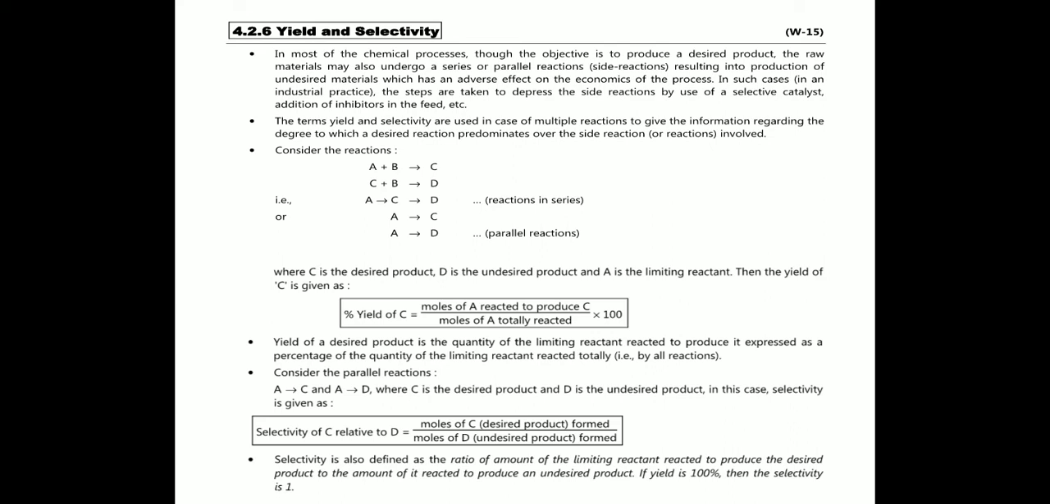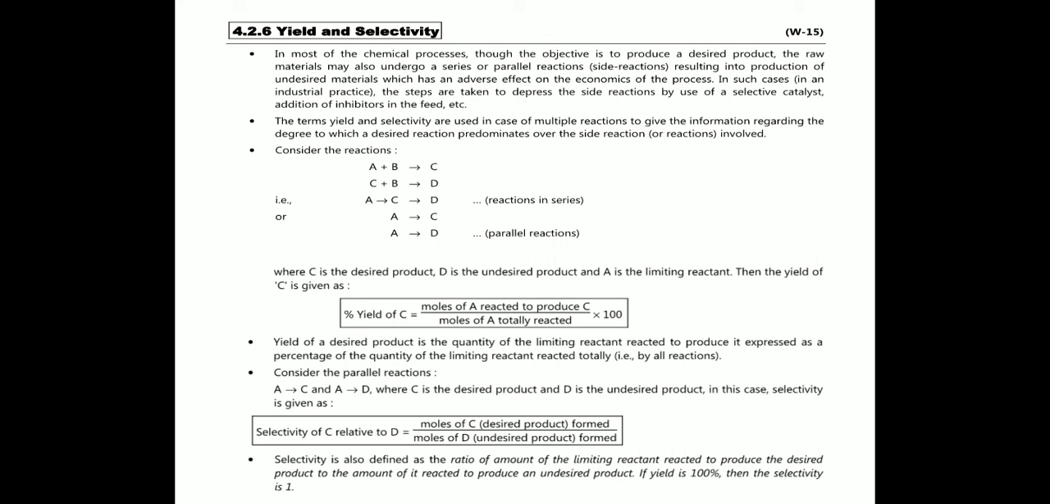Consider the reaction A plus B gives C, C plus B gives D, or A gives C, C gives D, a reaction in series, or A gives C, then A again gives D, a parallel reaction, where C is the desired product and D is the undesired product, and A is the limiting reactant. Then the yield of C is given as moles of A reacted to produce C divided by moles of A totally fed or reacted, into 100. Yield of the desired product is the quantity of the limiting reactant reacted to produce it expressed as a percentage of the quantity of the limiting reactant reacted totally.